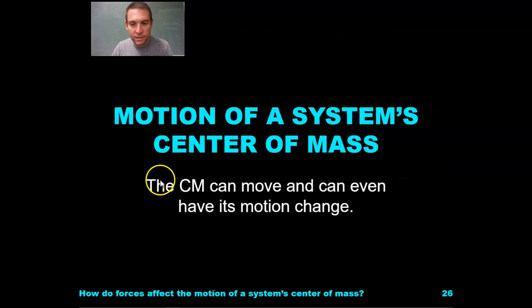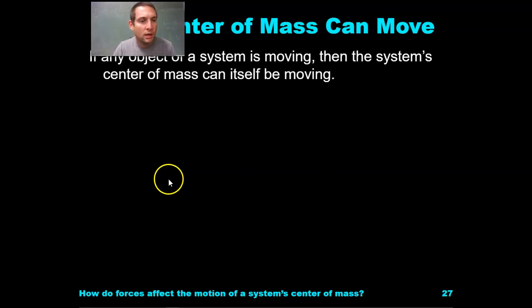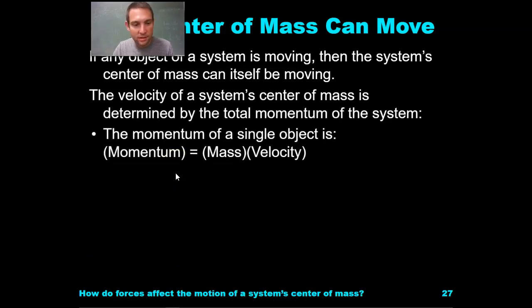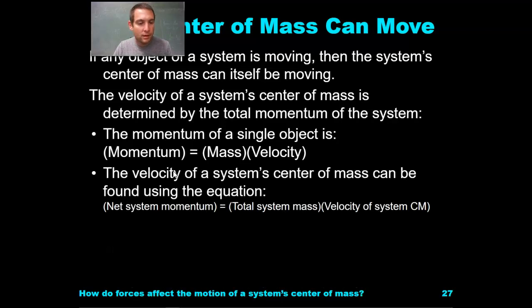The motion of a system's center of mass. The center of mass can move and even have its own motion change. If any object of a system is moving, then the system's center of mass can itself be moving. The velocity of a system's center of mass is determined by the total momentum of the system. The momentum of a single object is momentum equals mass times velocity, remember? The velocity of a system's center of mass can be found using the equation: the net system momentum equals the total system mass times the velocity of the system's center of mass.